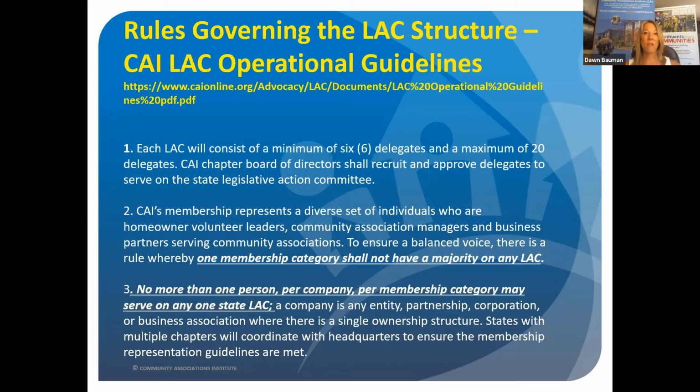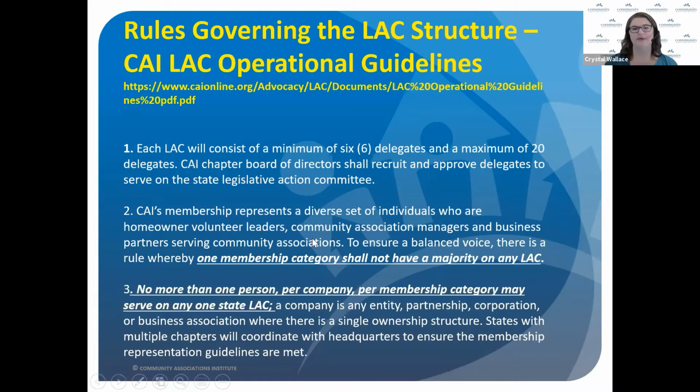That can't happen. So what we do in those circumstances, if people are serving their terms and a merger happens, whether it's a management company or a law firm that creates a problem with this particular guideline, we let those 2 members serve out their term, but by the end of the term, the situation needs to be resolved so that no more than 1 member per membership category per company can serve on the Legislative Action Committee.